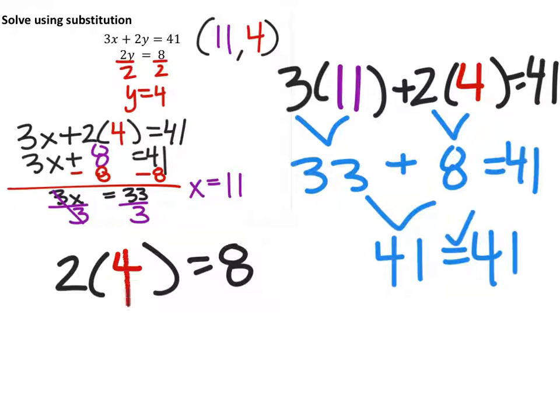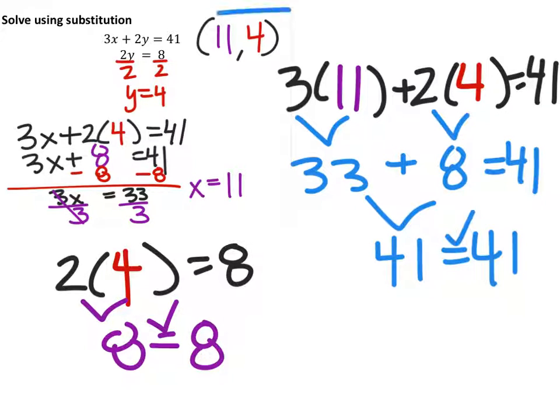So 2 times y is 8. Y is 4. And sure enough, that is 8. So 8 does equal 8. This checks off. It's just a good way to plan out how we would check our answer, which now we know for sure is the actual answer.